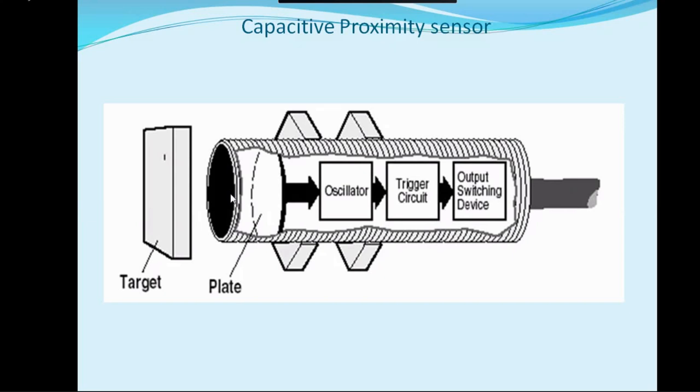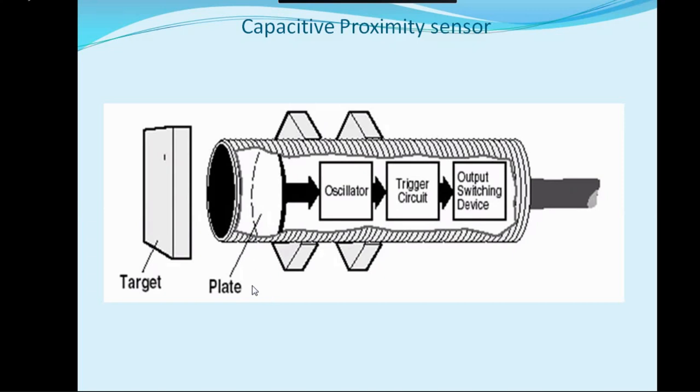And the external plate, what is the need of this external plate? That is used as a sensing surface. So this is actually the sensing surface, and this is the target. This one plate acts as a sensing surface, and this other plate is the internal plate, the inner plate, connected to the oscillators and electronic circuits. So these are the two parallel plates.